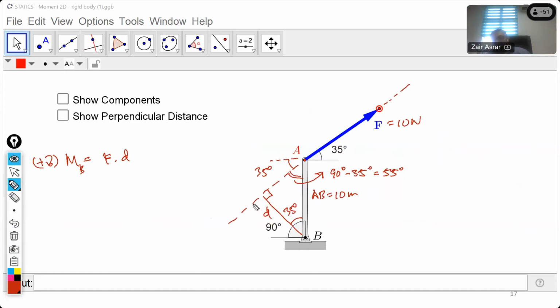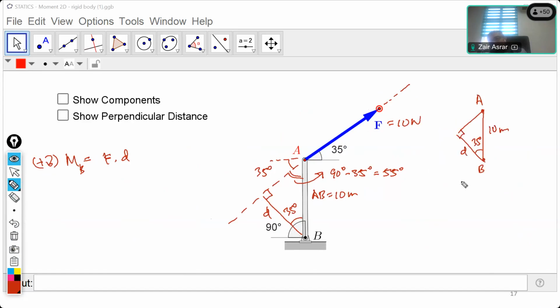Okay, so to find D, we can use either 55 or 35 degrees. Either one will do. We know AB, so we can find D. For example, if I'm using 35 degrees, what kind of triangle am I looking at? I'm looking at something like this. This is point B, point A, and I know the length is 10 meters here. The angle is 90 degrees. I'm using the 35 degrees angle here, and I want to find this D.